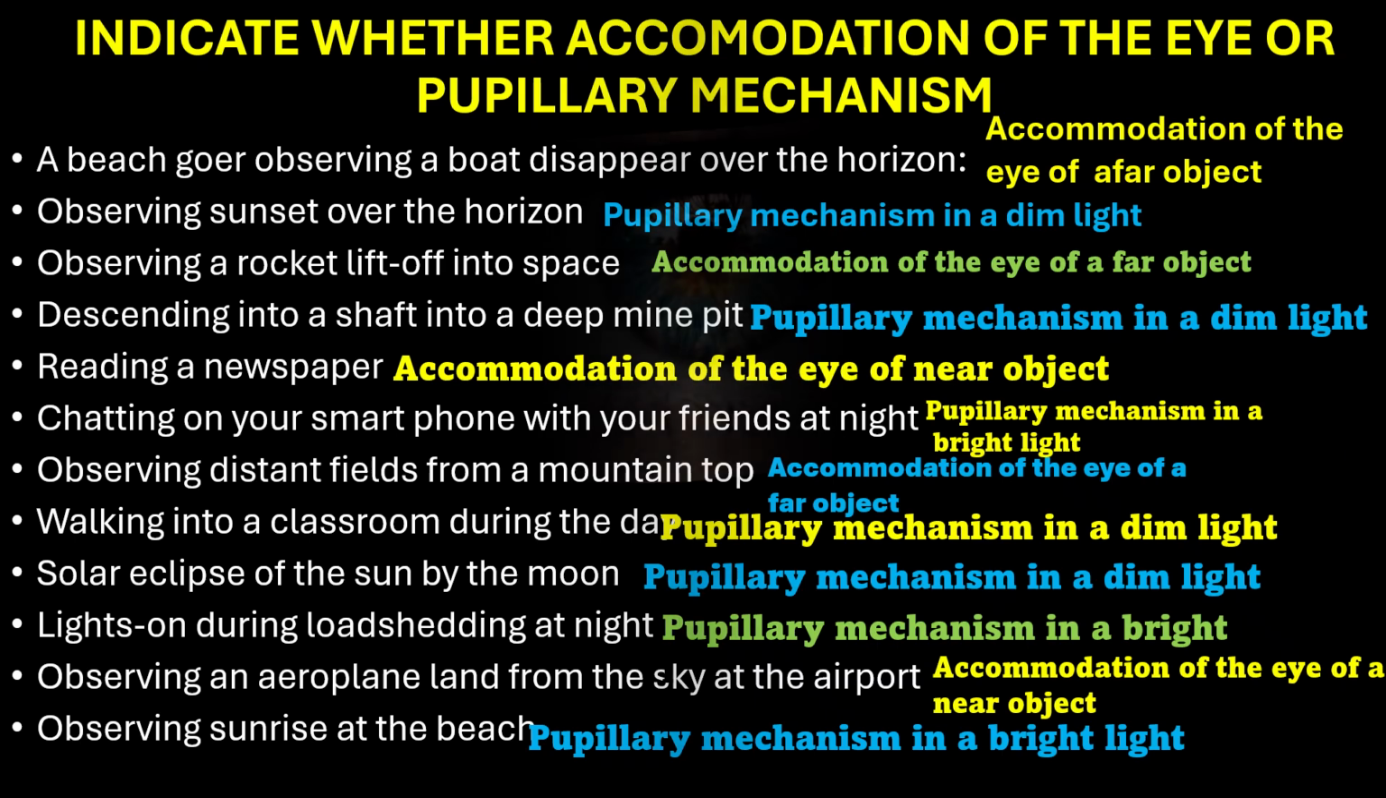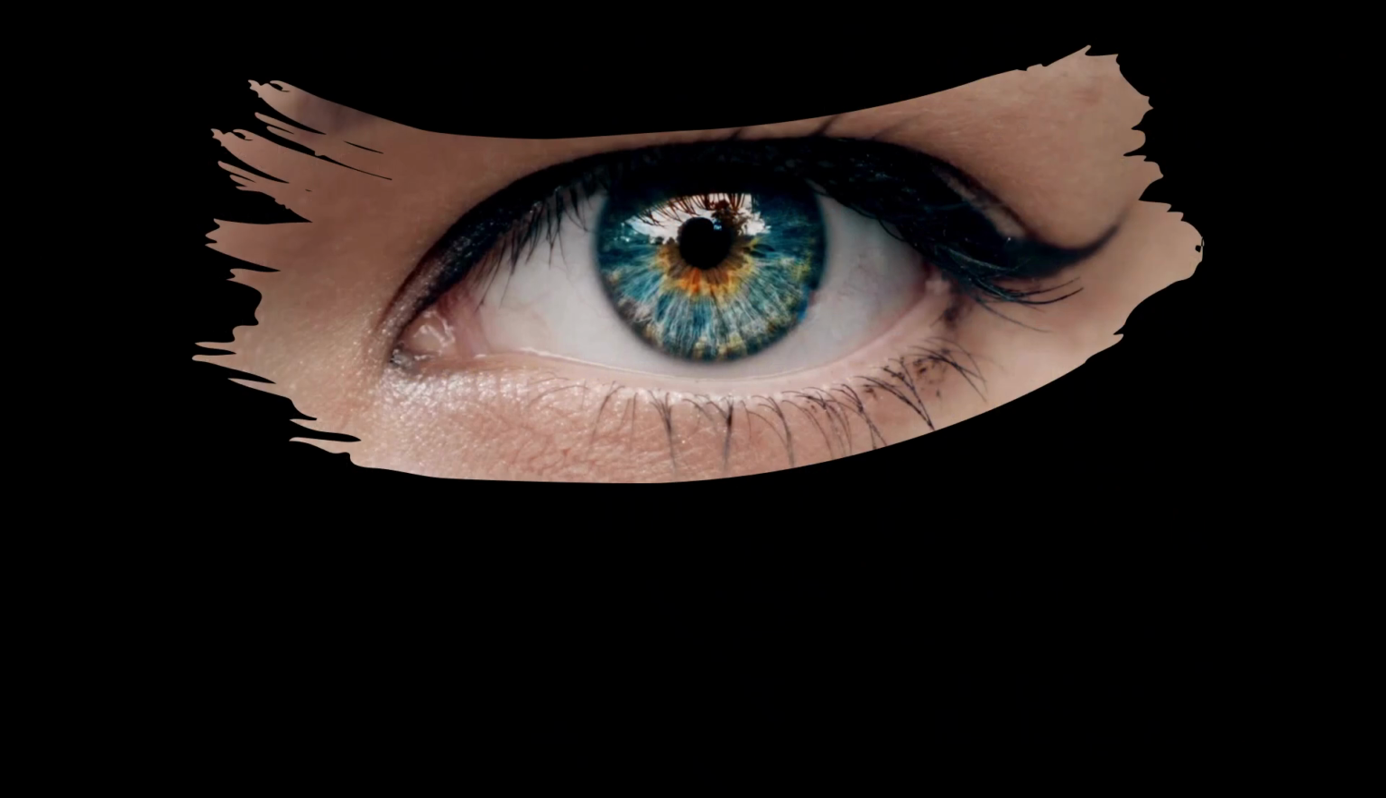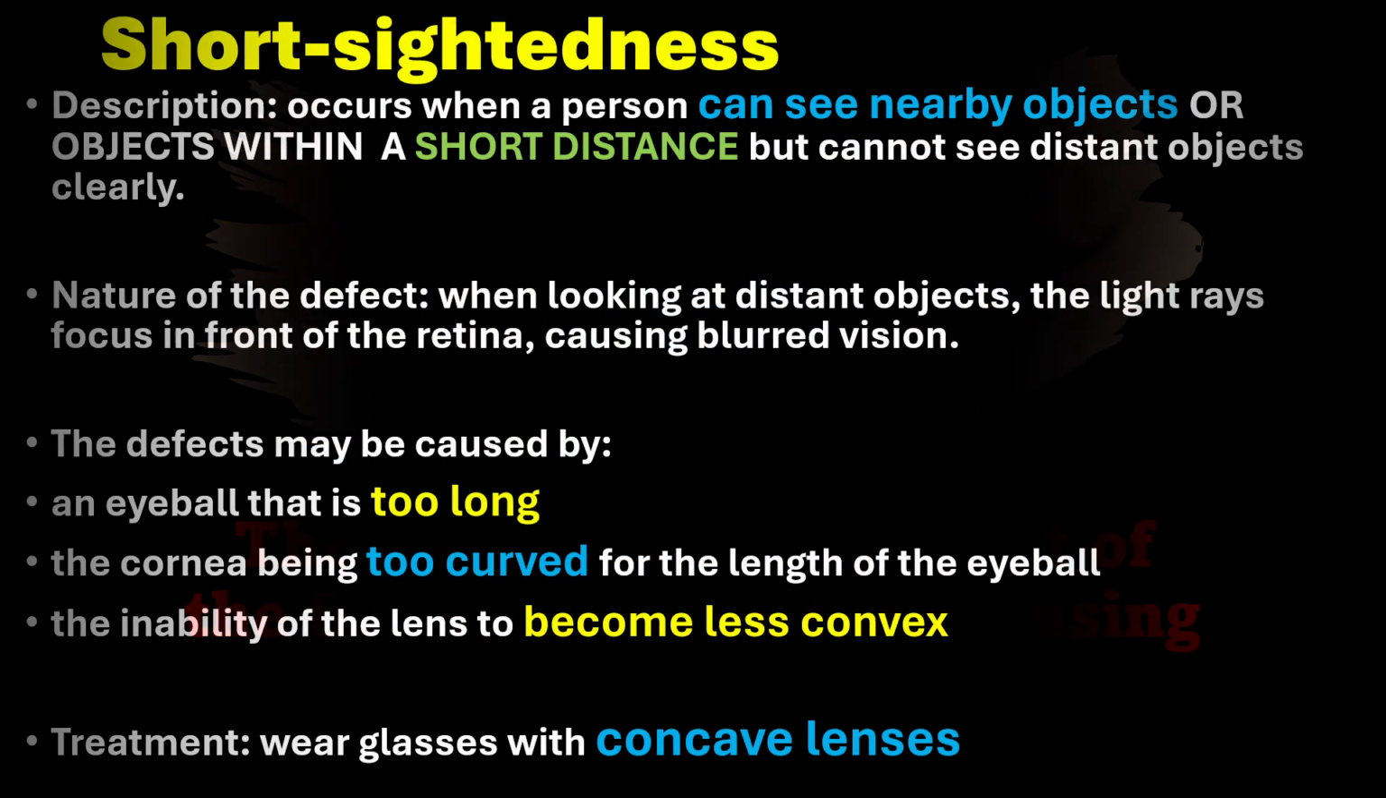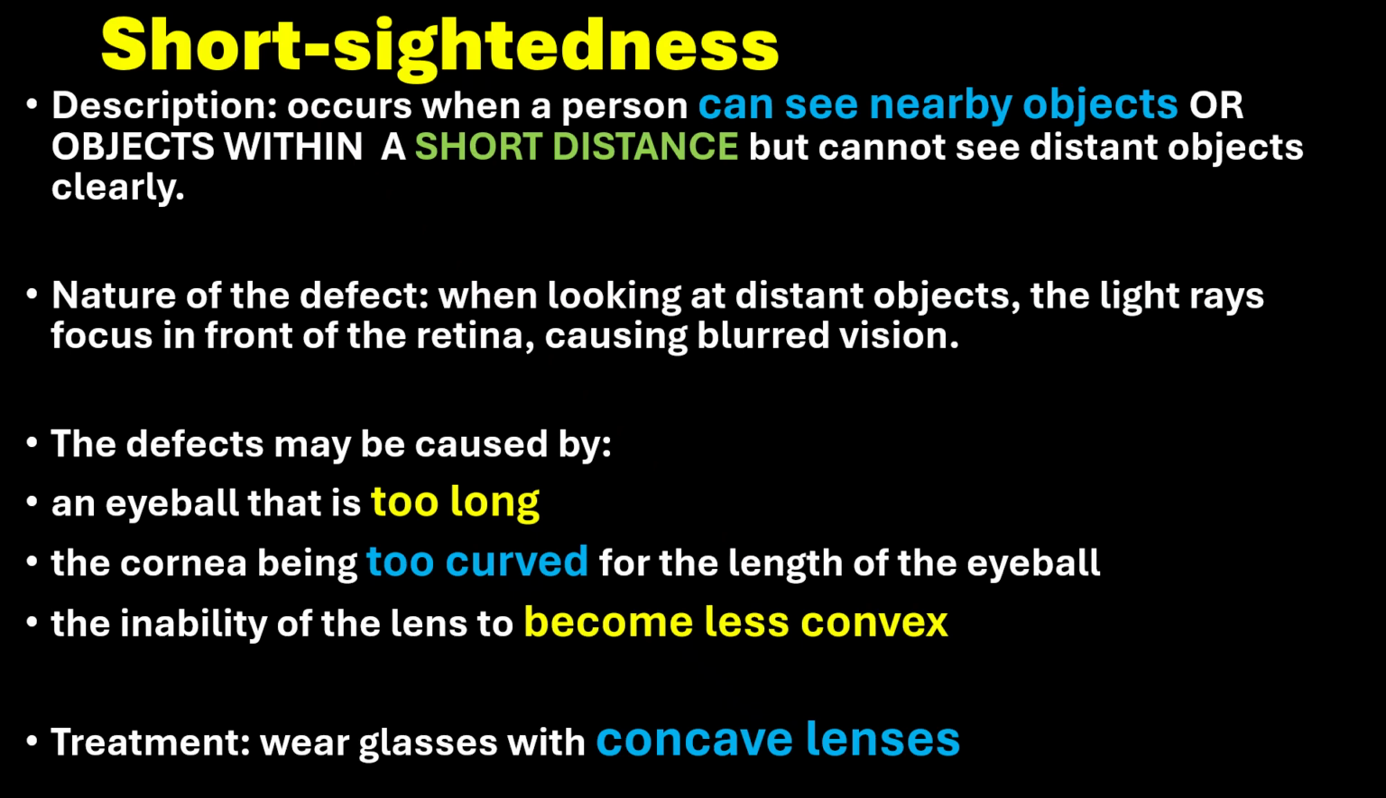Now, in conclusion, we will look at the nature and treatment of the following eye defects using diagrams. We talked about short-sightedness. The person can see objects within a short distance, but cannot see long-distance objects. And we have to be able to observe the nature of the defect, okay? And over here, the nature of the defect.